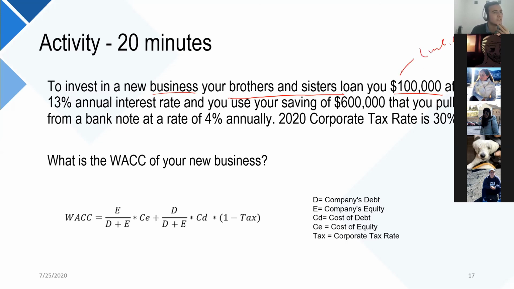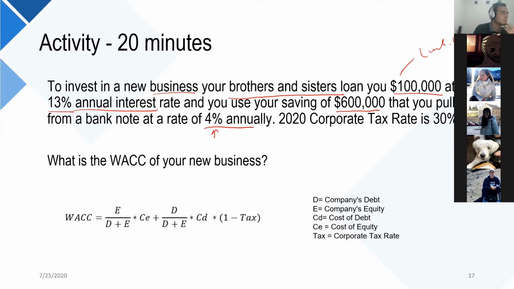They are charging you a 30% annual interest rate, and you also have savings of 600,000 pesos, and you are pulling those savings out of a bank note that was paying you 4% annually. So what is this 4%? The cost of equity, because you were earning that 4%, you are expecting at least to have that. So that will be your cost of equity.